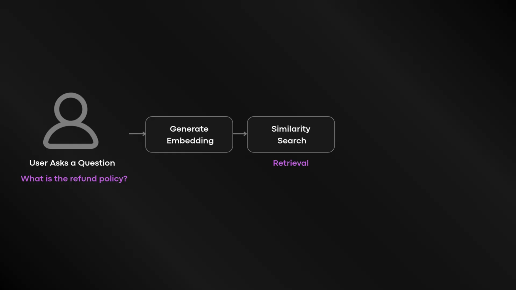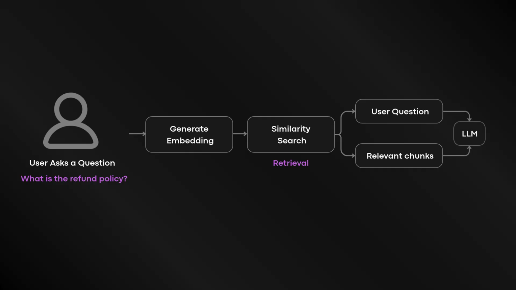Now we send two things to the large language model. First, the user's question. Second, the relevant chunks retrieved from the vector database. Now the AI finally has the context it needs. Instead of guessing, it answers using the information retrieved from the document. This is the generation part of Retrieval Augmented Generation. And that's exactly how a RAG system works.